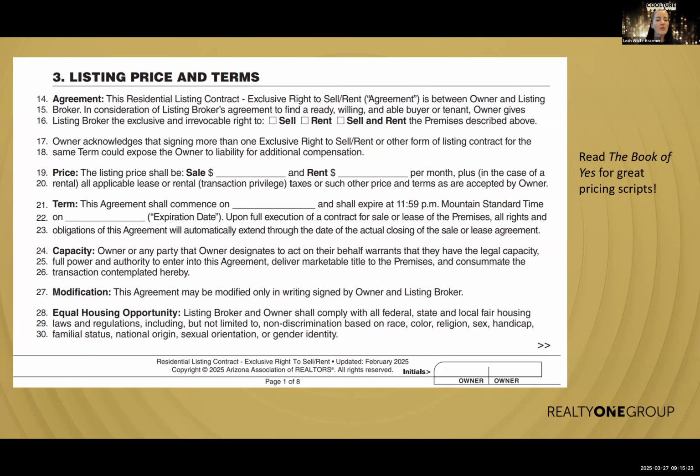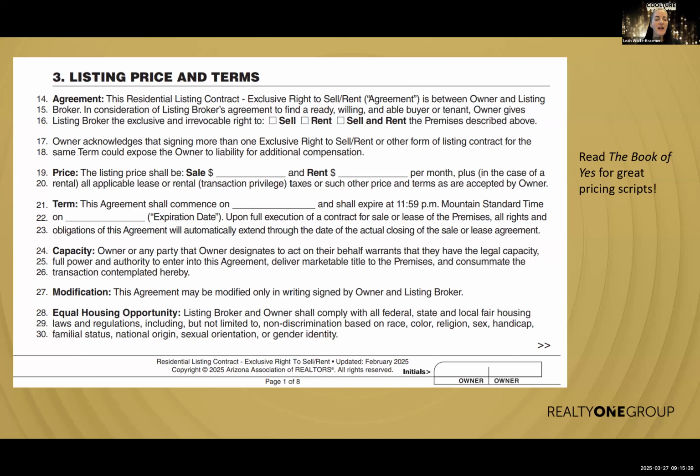Owner or any party that owner designates to act on their behalf warrants that they have the legal capacity, full power, and authority to enter into this agreement, deliver marketable title to the premises, and consummate the transaction contemplated hereby. Okay, so we kind of discussed that already. Make sure we know who we're working with.